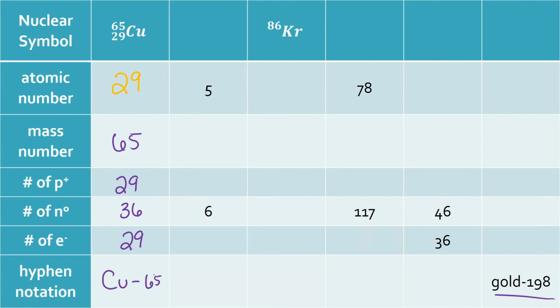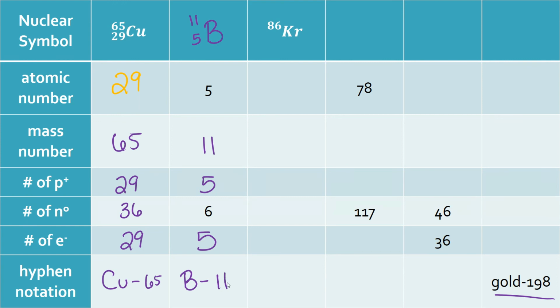Either one's fine. So in the next column, I tell you that we have an atomic number of 5, and I tell you that it has 6 neutrons. I can figure out mass number right away by adding 5 and 6 to give me 11. Atomic number is 5, so 5 protons, 5 electrons. Now we need to write our two notations, so we need to figure out what it is. Using our periodic table, atomic number 5 is boron, or B. Superscript is going to be 11. Subscript is going to be 5. For hyphen notation, boron, or B-11, always followed by mass number.